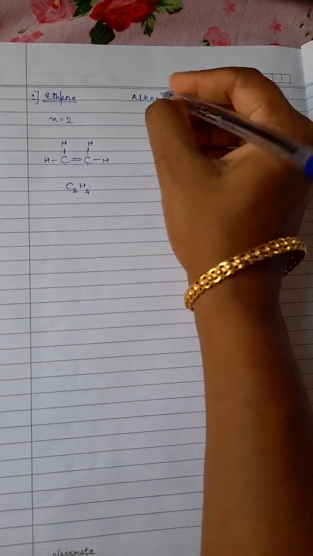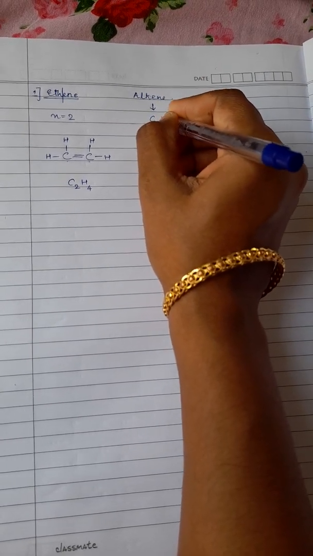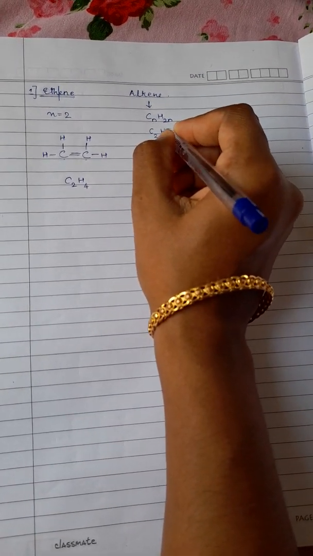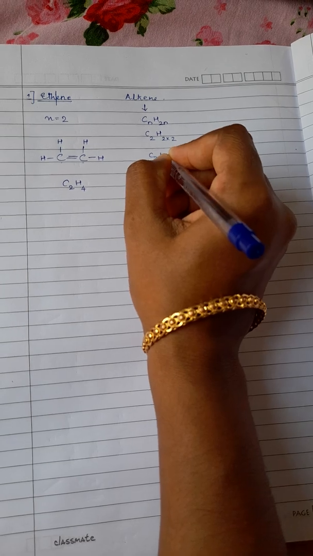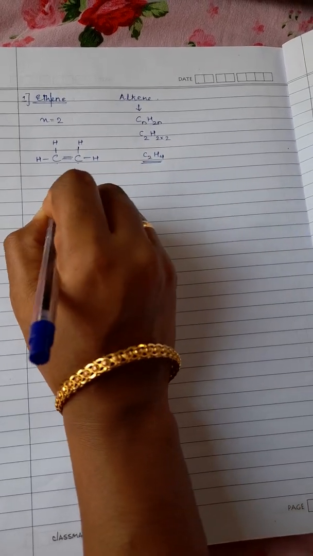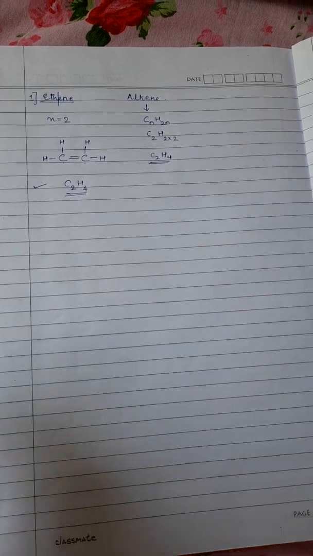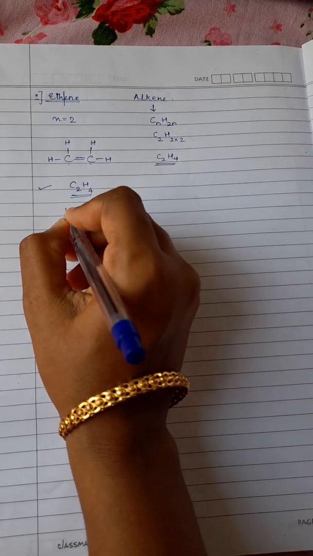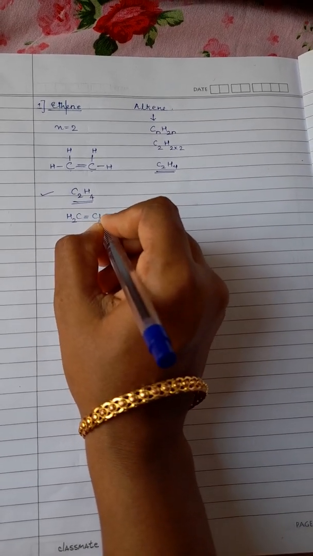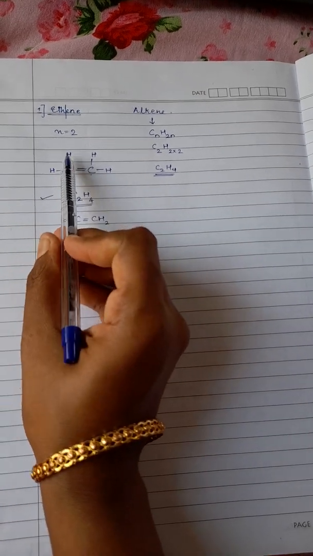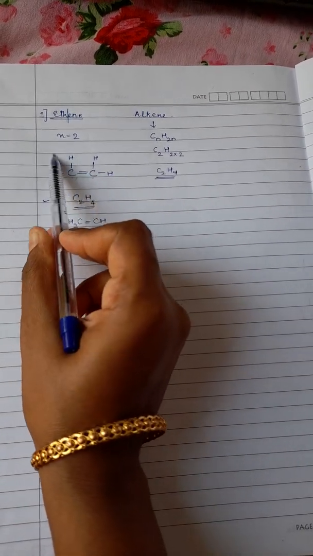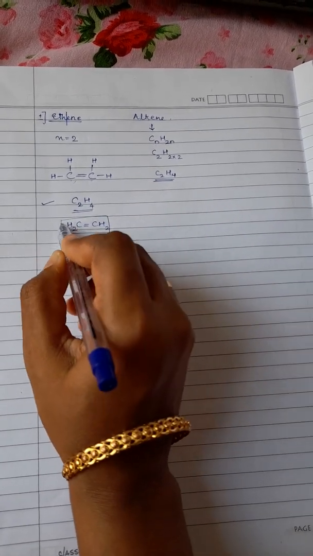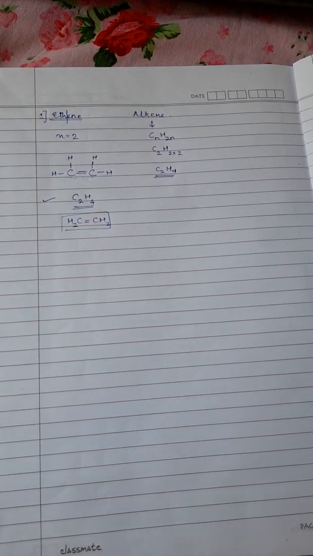Let us check if this is correct. Alkene has a formula of CnH2n. N is 2, so we substitute C2H2 into 2, C2H4. So C2H4, this is correct. Now another way of representing this, instead of writing C2H4, you can also write H2C double bond CH2, that is H2C, that is this part. The double bond came as it is, and CH2, that is what you have written. So if you write this or if you write this, both ways it is correct.